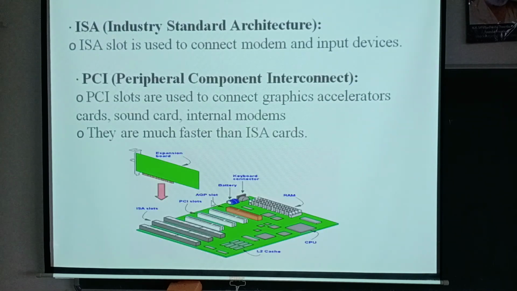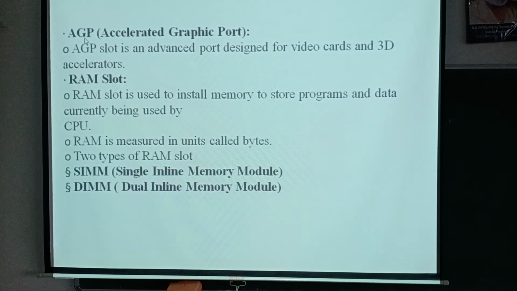AGP slots. So you can see this is one slot which is called AGP. So this brown color in the picture is called the AGP slot. Now let us see what is this AGP. AGP means accelerated graphics port. Okay, accelerated graphics port. It is an advanced port designed for video cards and 3D accelerators. So this is something advanced.